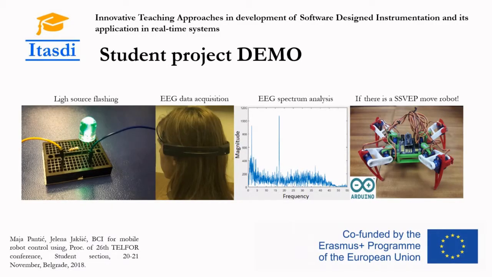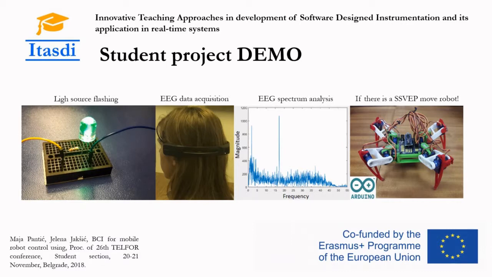Steady-state visual evoked potentials can be used as control signals in brain-computer interface systems, so-called BCI systems. Each command in the BCI menu corresponds to the repetitive visual stimuli presented to the user. Our students Maja Pantic and Jelena Jakšić designed such a system.